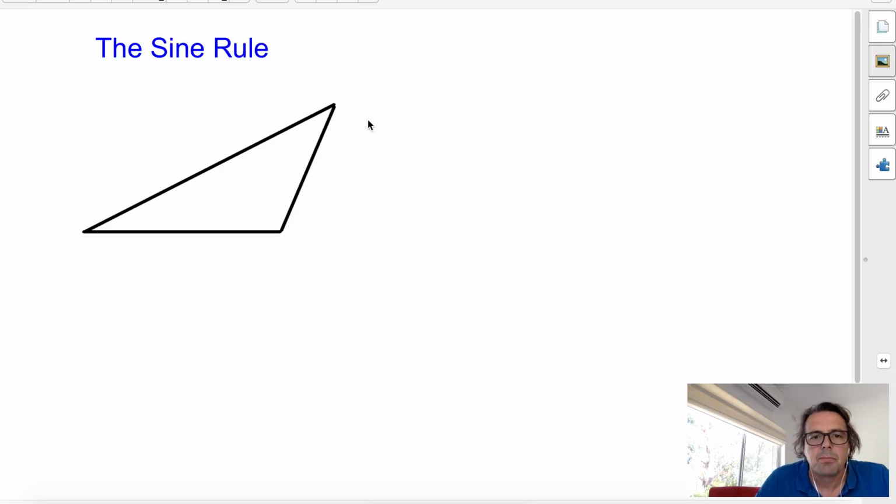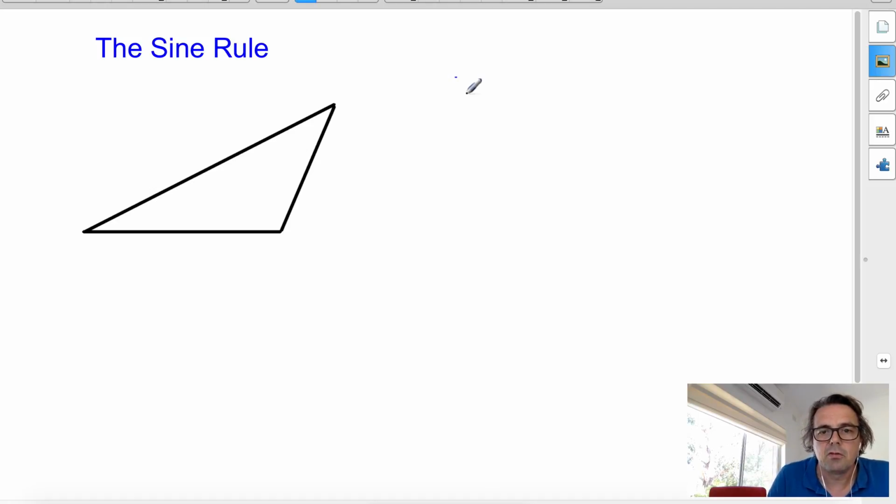Guys, this is about the sine rule. So the sine rule is another great way, just like the cosine rule, another great way to find angles and sides in any triangle. Sometimes the cosine rule is your best option, and other times it's the sine rule that you need to use. It all depends on what sides and angles are given and what you'd like to know more about the triangle.